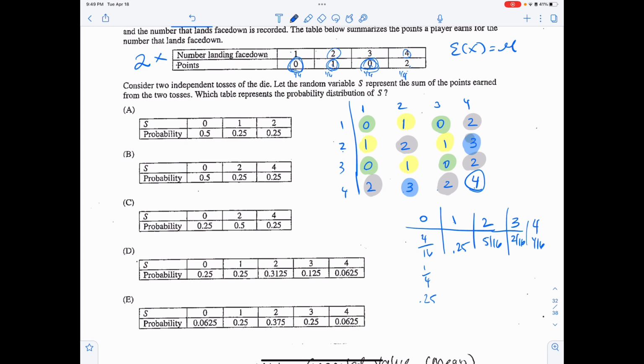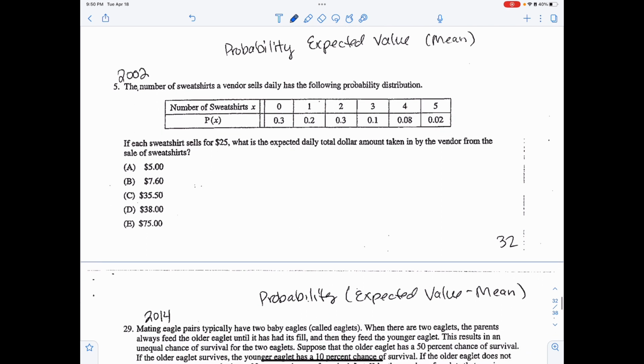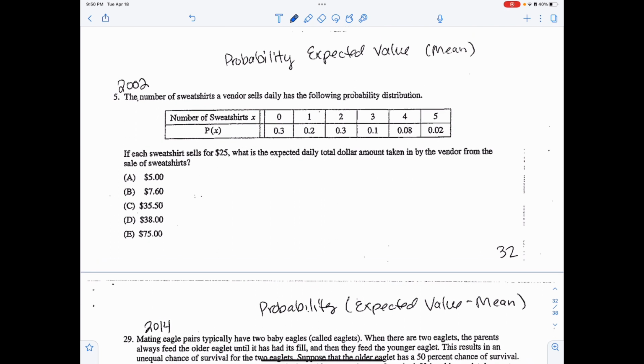So when you do the math, you can see that D is the only one that works: 0.25, 0.25, 5 out of 16 is 0.3125, 2 out of 16 is 1/8, or 0.125, and 1 out of 16 is 0.0625. So that's how you would do that problem. Expected value, again, as I said, you're going to multiply these.